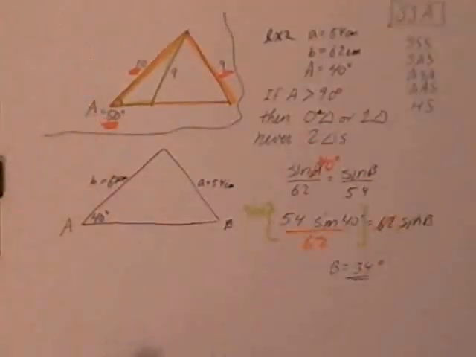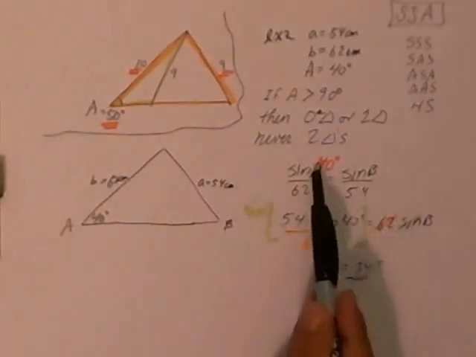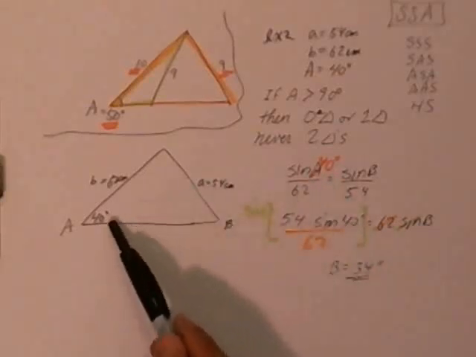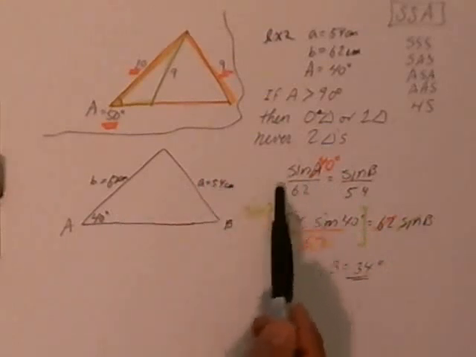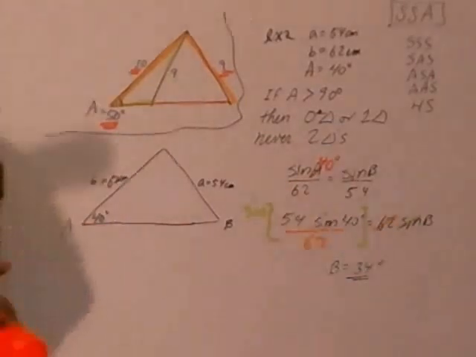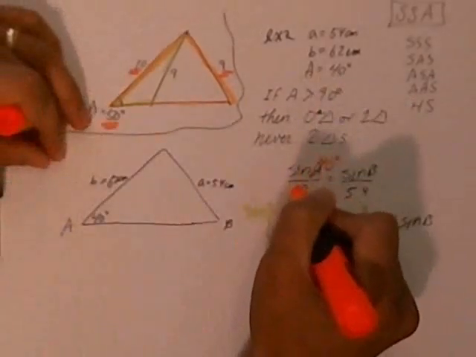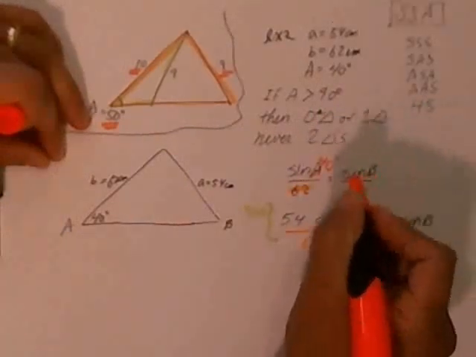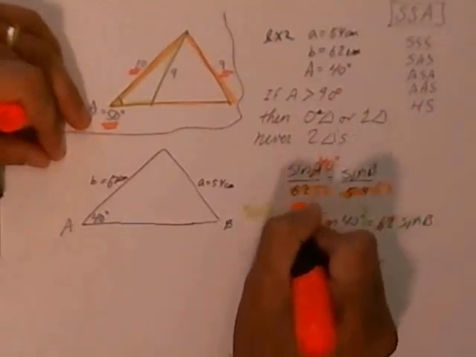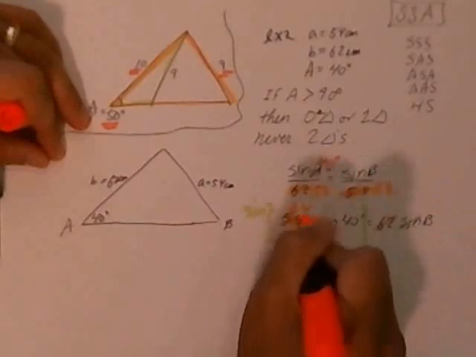Oh, excuse me, it came out to 48. Let's see what happens here. Did I input it wrong? Let's see, sine of 40 over, oh wow, wrong one. Oops. So let's try this again. This should have been 54, and this should have been 62. So it should have been 62 here, and then 54 here.